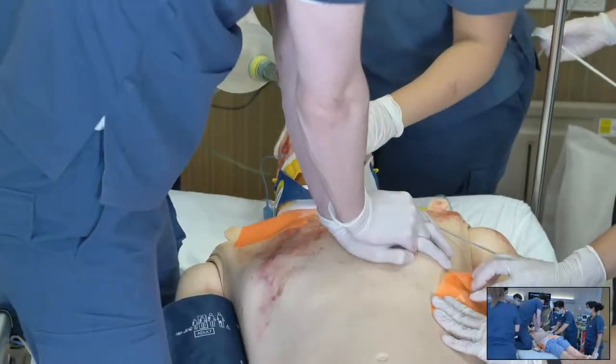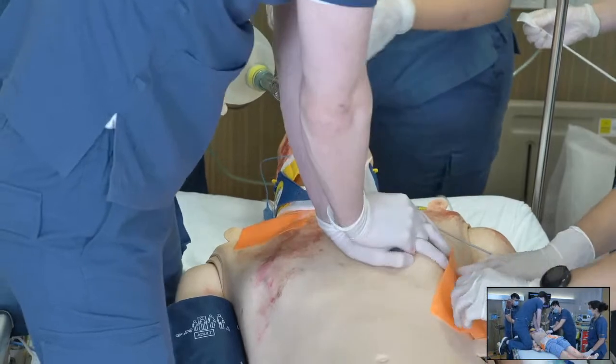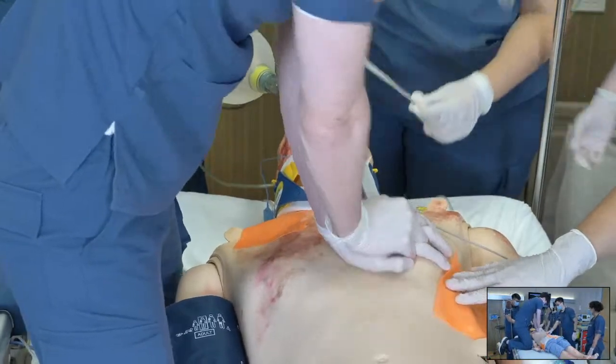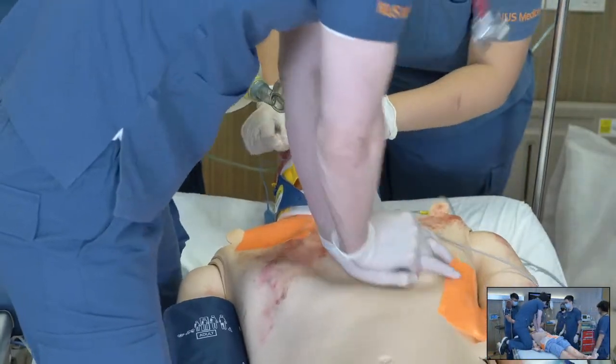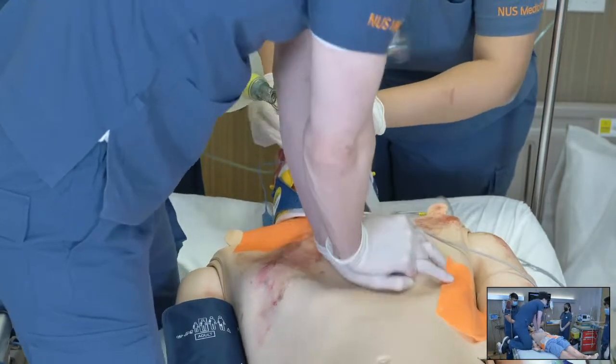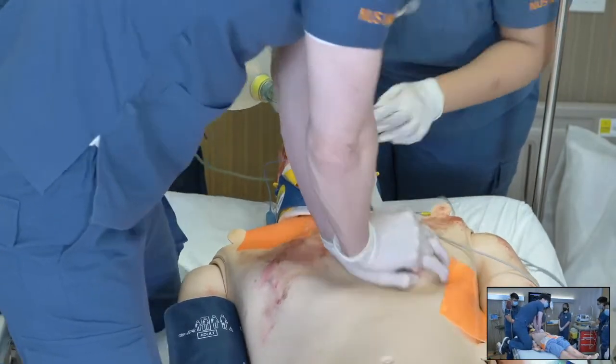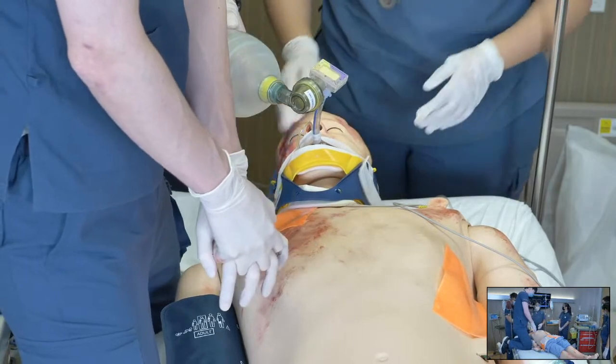All right, let's bag the patient. CO2 detector, starting to bag. All right. Okay, tube is in the correct place. All right, let's check the rhythm again. CPR is ongoing. And is the tube secured? Yeah. Okay, and 2 minutes up. Okay, rhythm check. Still in VFib.